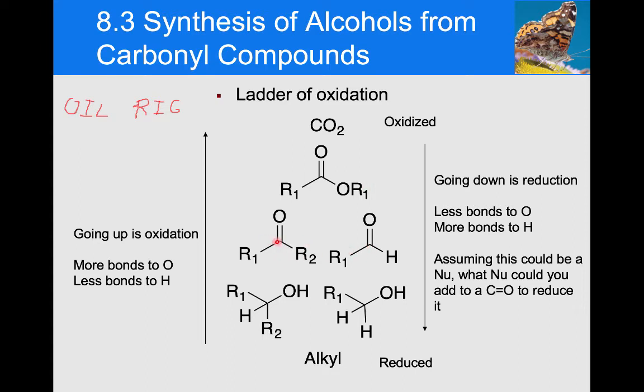Ketones and aldehydes are making 2 bonds to oxygens, right? And then alcohols are making 1 bond to oxygen. And then the alkyl groups or alkanes have no bonds to oxygen. So we can take molecules and reduce them, going from more oxidized to less oxidized by making fewer bonds to oxygen. We can also go up the ladder, and by going up the ladder, we can oxidize these molecules, so we can make more bonds to oxygen.